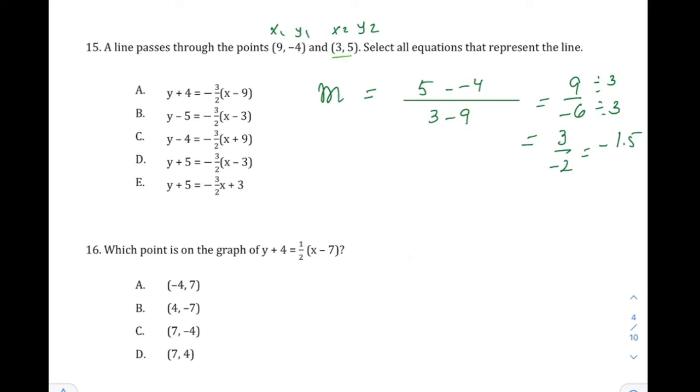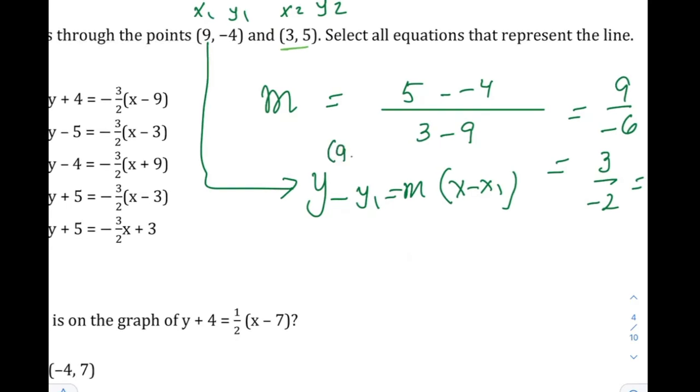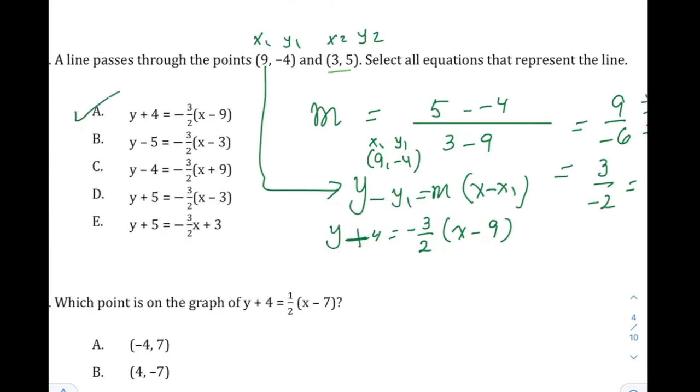If you take this point, y minus y1 equals m times x minus x1, and you use this point 9, minus 4, so this will be x1, y1. So y minus y1, which is minus 4, equals the slope, negative 3 over 2, x minus x1, which is 9. Minus minus, we immediately make it plus. So which one is the correct one now? This one is correct. This one is definitely wrong because this is wrong substitution.